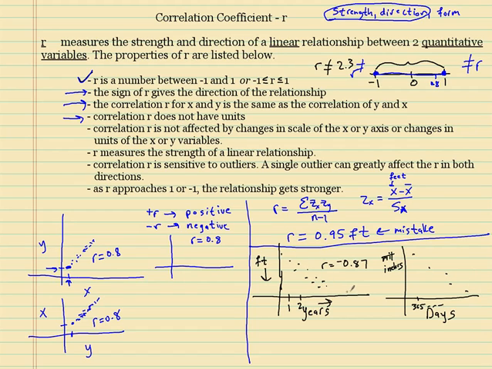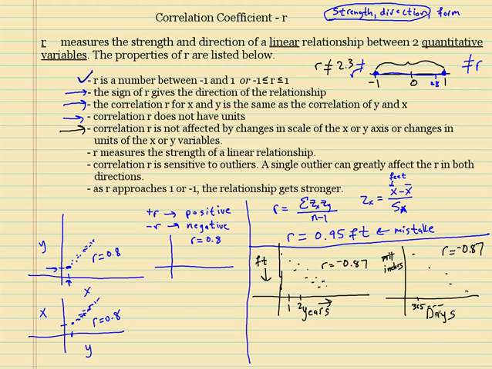But the r doesn't change. Believe it or not, the r doesn't change. It does not matter if you change the units or you change the scale. Essentially, that's what I'm doing by changing the units. I'm just changing the scale. Instead of going from 1 to 2, I'm going 365 to however many days 2 years are.